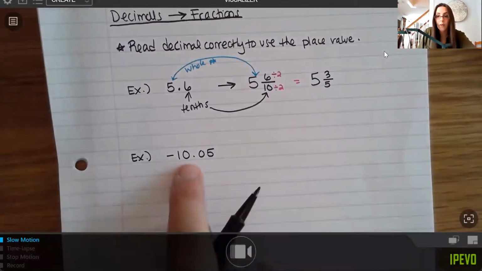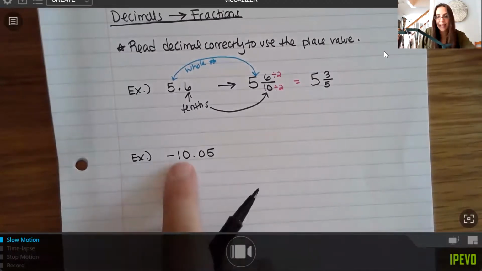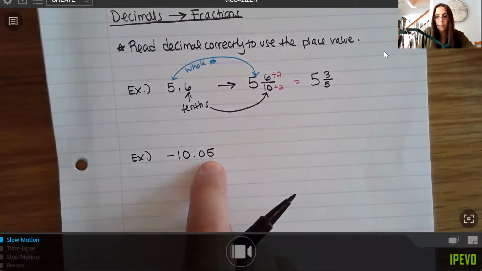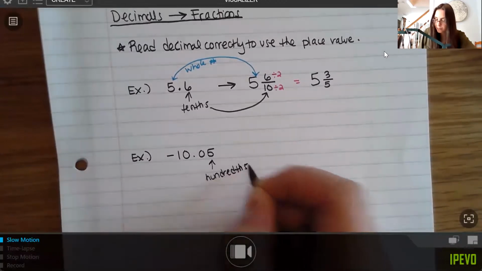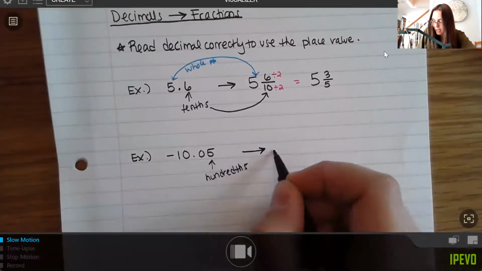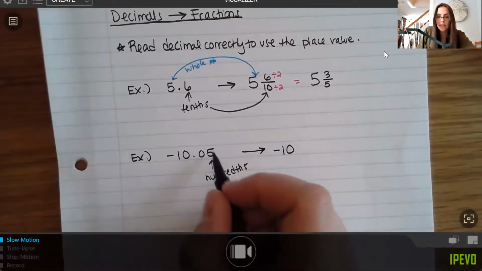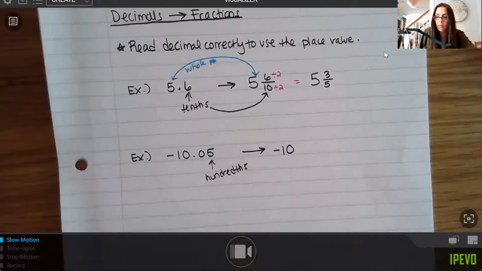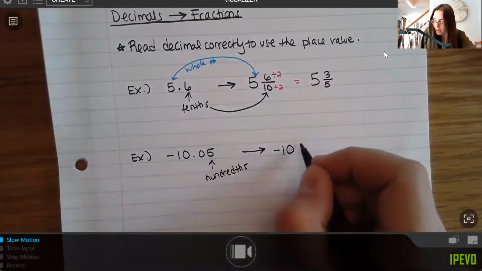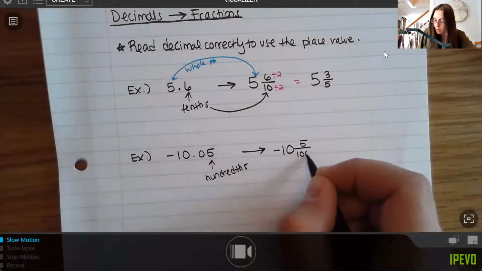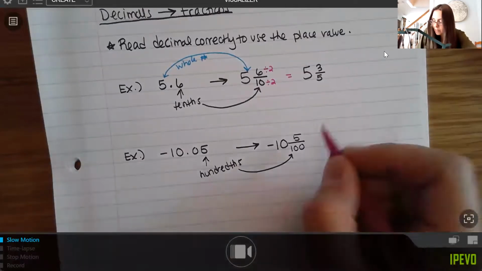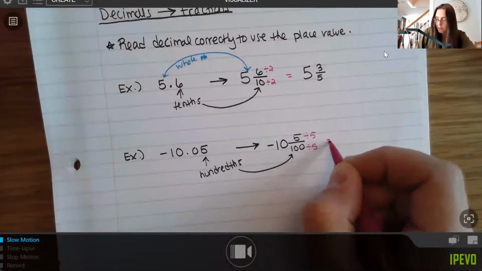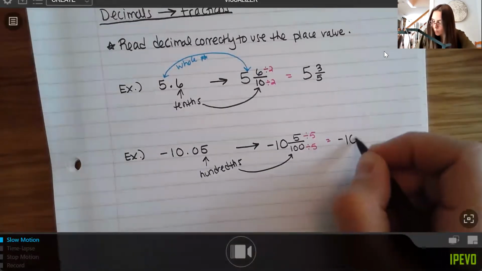So negative 10.05. Again, let's read it correctly. Negative 10 and 5. And if you look at your place value chart, this is in the hundredths position. So that negative 10 is going to stay here. Now I know I have a 0 here, but it doesn't matter. It's just still the number 5, right? 05 and just 5 are the same. So 5 over the hundredths position, 100. Now we can simplify these both by 5. So I have negative 10 and 1 over 20.